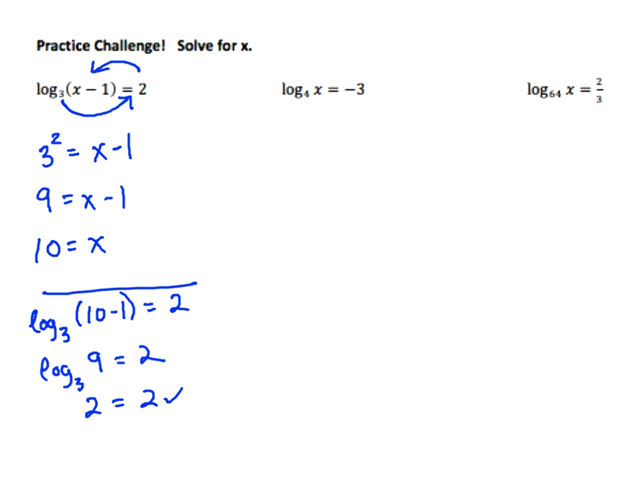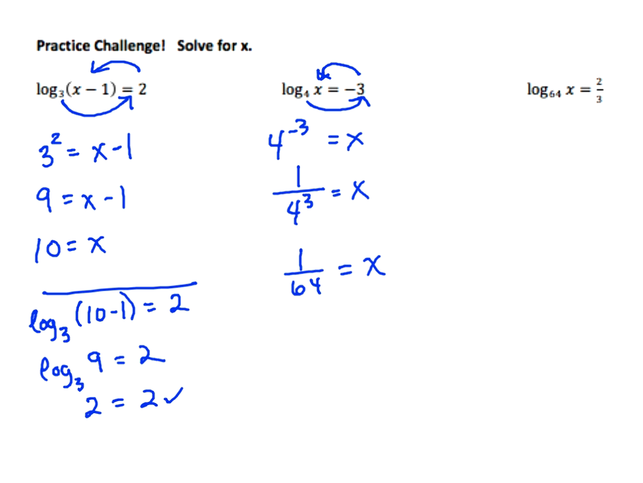Checks out. All right, this next one, 4 to the negative 3rd power equals x. Okay, well that's the same thing as 1 over 4 cubed, once again using our exponent rules, and that's 1/64 equals x. And this last one, 64 to the 2/3 power equals x.